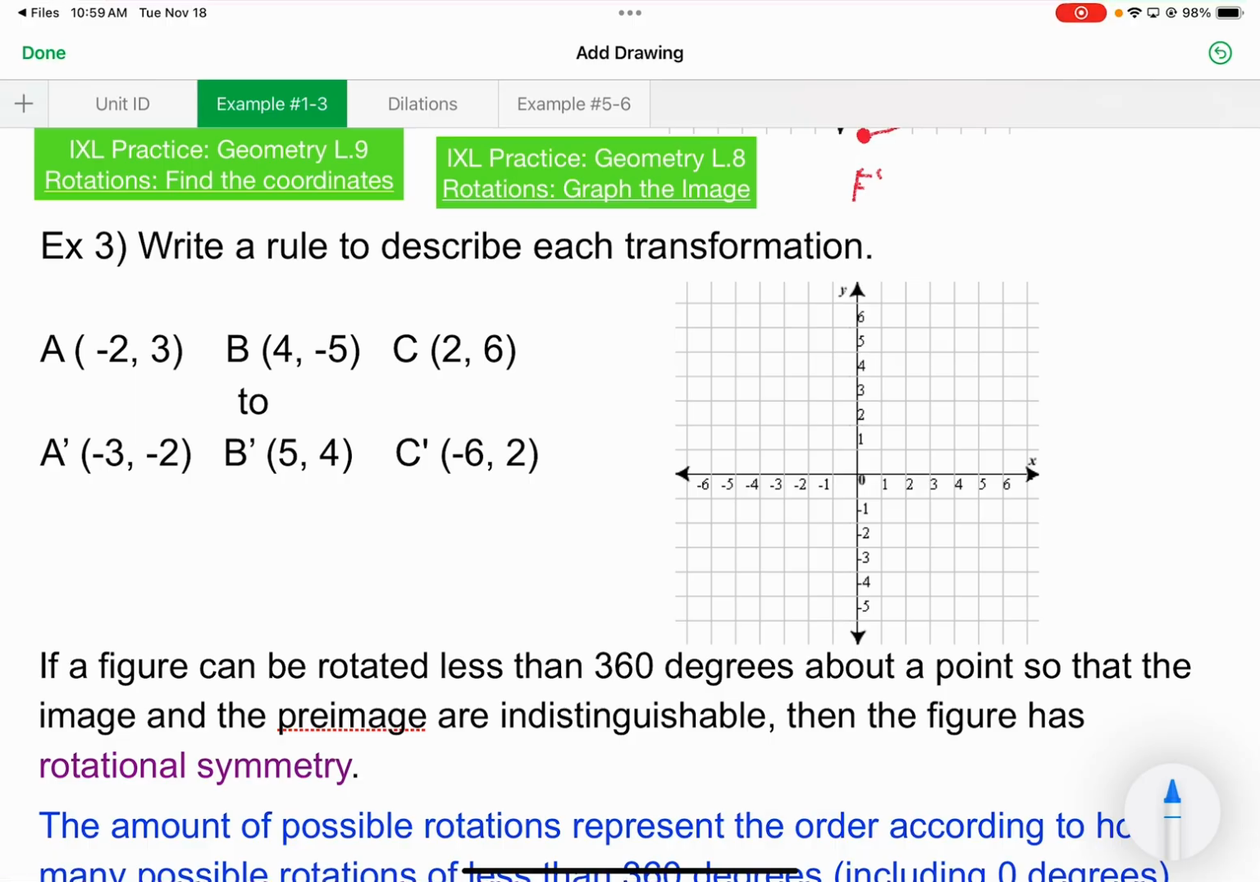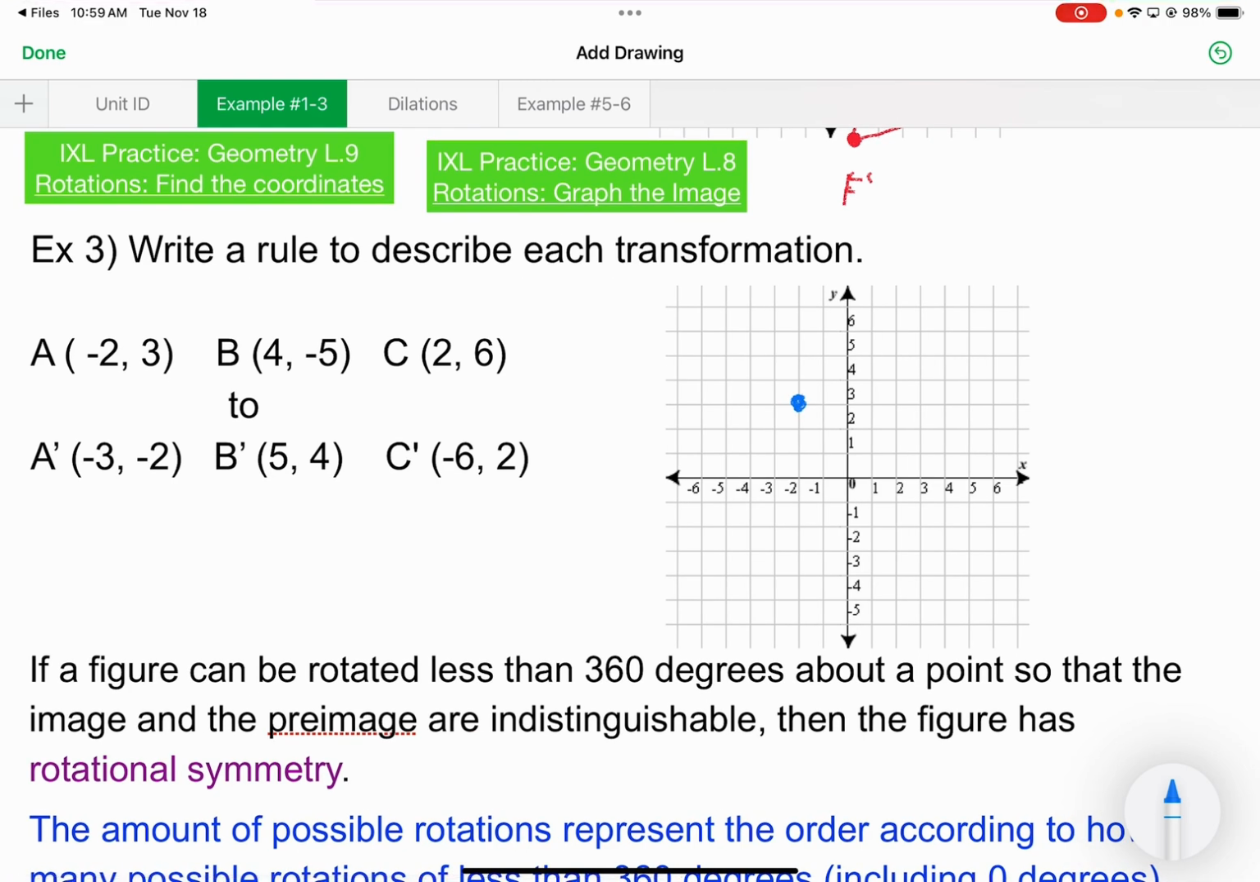But let's go ahead and plot what we have. So A is at -2, 3. B is at 4, -5. And then C is at 2, 6. Okay. So this big blue triangle is my original. So we'd say this is A, B was down here, and then C was up there.